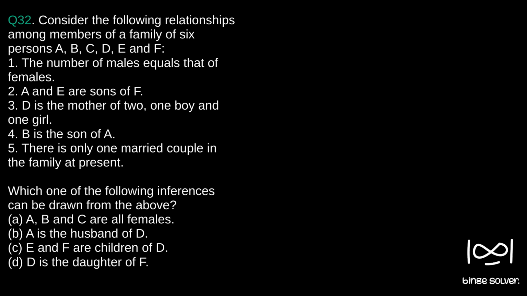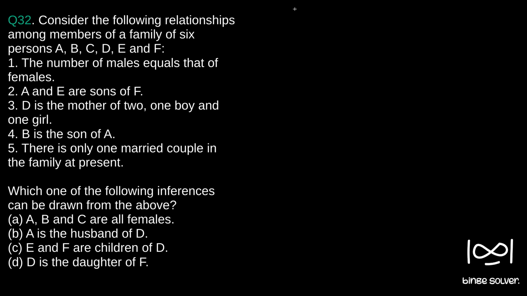Consider the following relationship among members of a family of 6 persons A, B, C, D, E, and F. The number of males equals that of females. A and E are sons of F. D is the mother of 2, one boy and one girl. B is the son of A. There is only one married couple in the family present. Which one of the following inferences can be drawn from the above is the question.